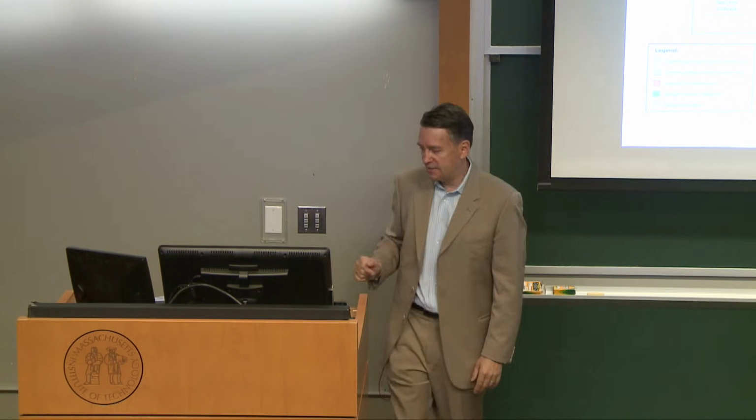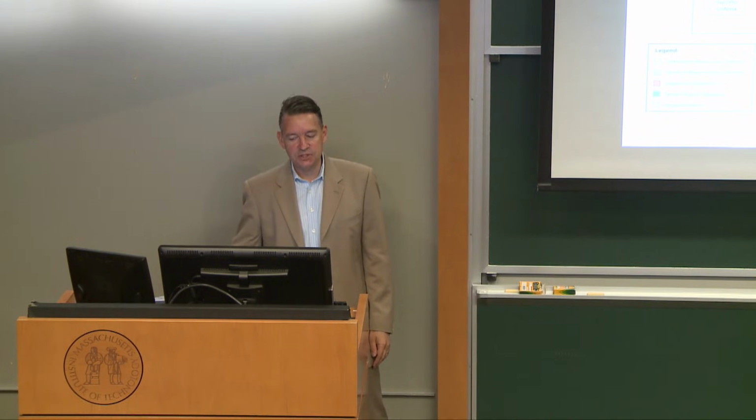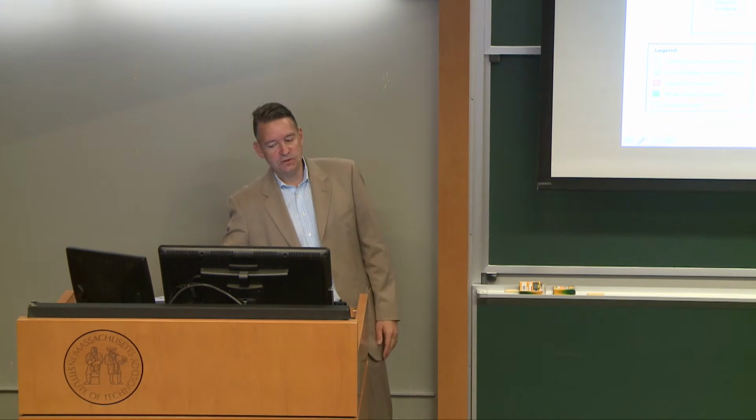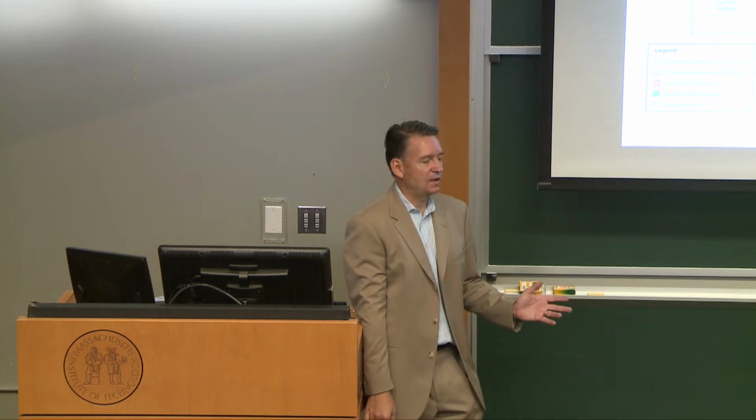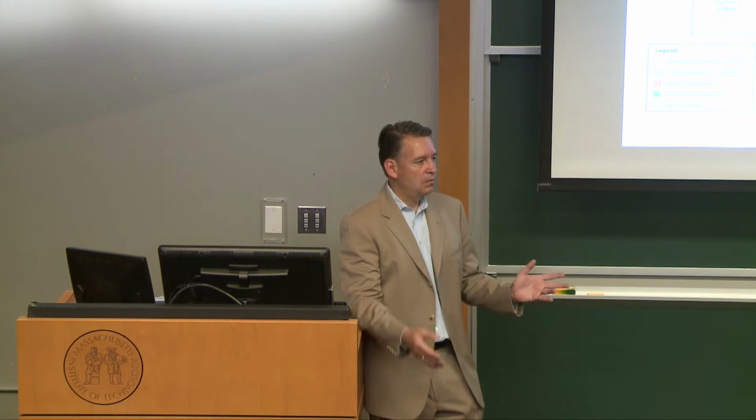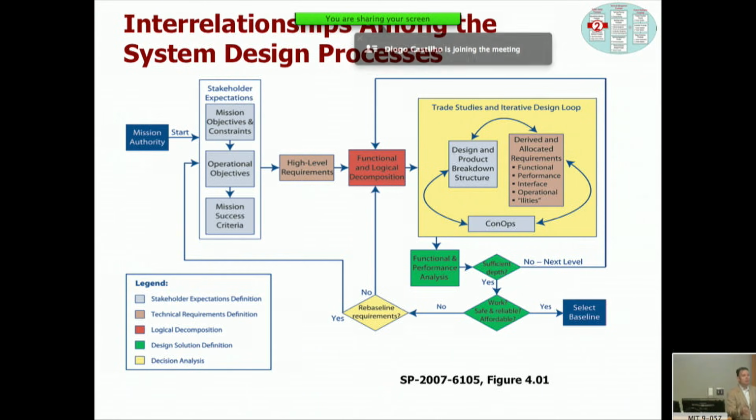That's shown here by this red box called functional and logical decomposition. I don't like that nomenclature a lot. This should really say system architecture or concept selection, which we'll get into in the next couple of weeks. Once you've chosen a high-level architecture and concept, then you say, okay, we're going to go for ion propulsion. Well, then you can write the requirements for the ion propulsion system, which are defined in this yellow box here. So this is your design and product structure, derived and allocated requirements at lower levels. You see that?